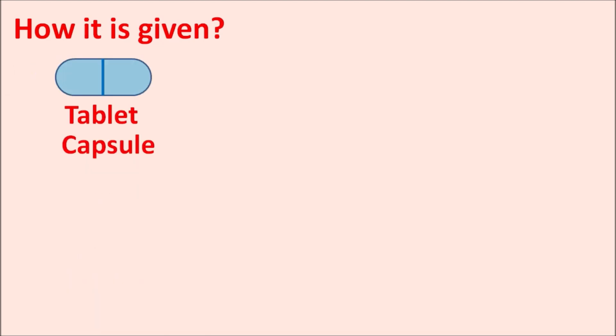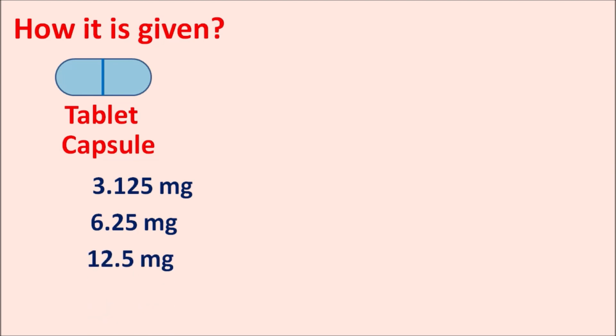How is it given? This drug is available as tablet as well as capsule. It is available as a normal tablet as well as a film coated tablet, and this drug is available in different strengths starting from 3.125 mg, then doubling of this strength, 6.25 mg, 12.5 mg and 25 mg. Doubling of the strengths can be observed in the different types of tablets, and the dose of the drug depends on the type of clinical indication.